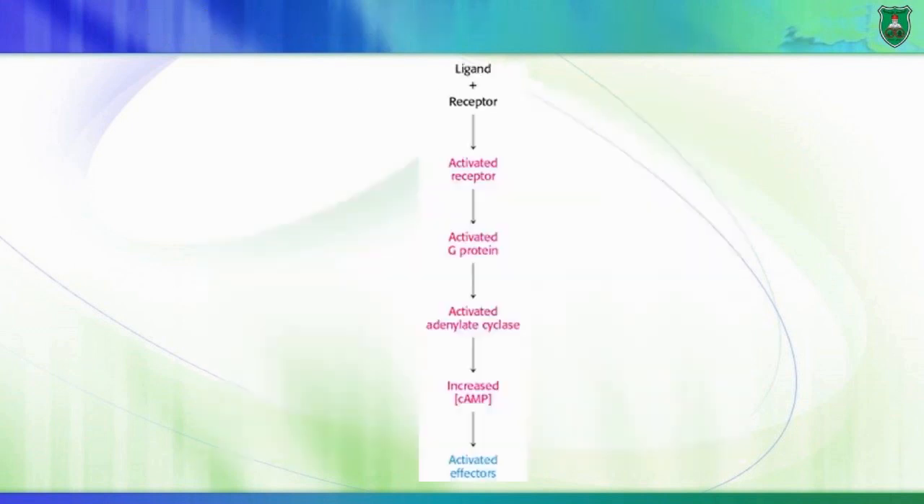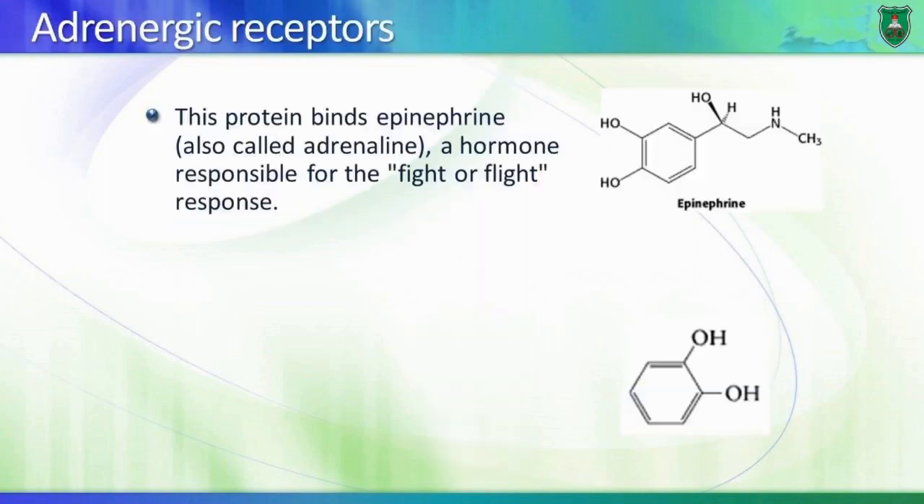So, you know what the overall signal transduction pathway is. The ligand binds to the receptor, the 7-transmembrane receptor is activated. This activates the G protein. The G protein activates, for example, adenylyl cyclase. It increases cyclic AMP, the secondary messenger, and you have an effect that takes place in the cell. Okay, so I'll give you an example.